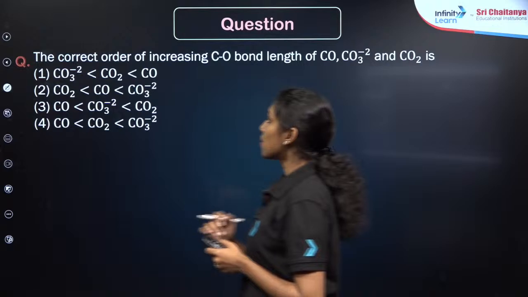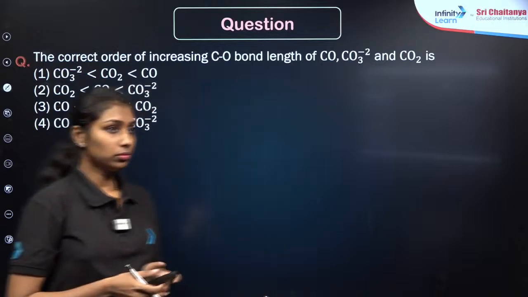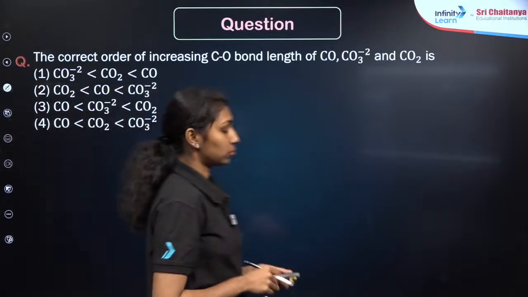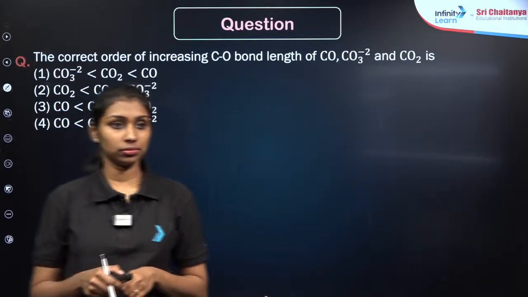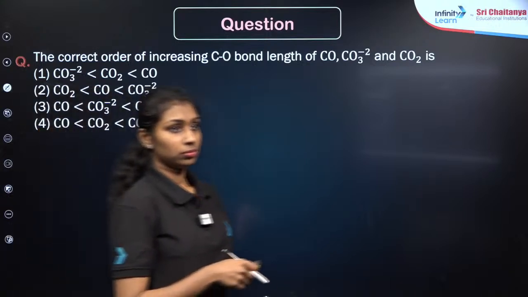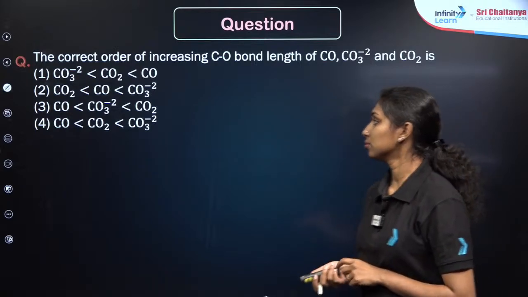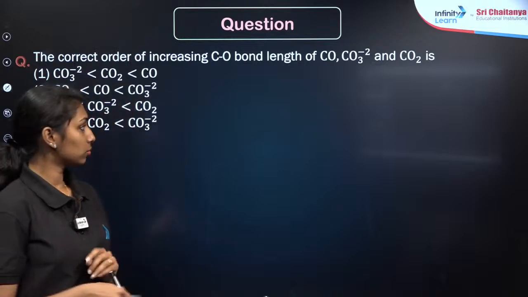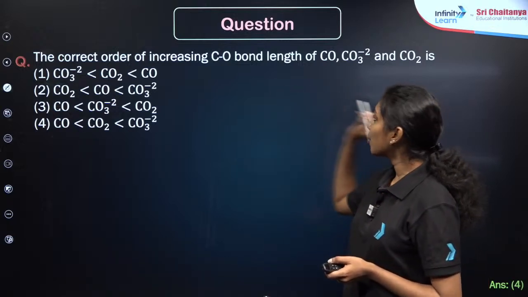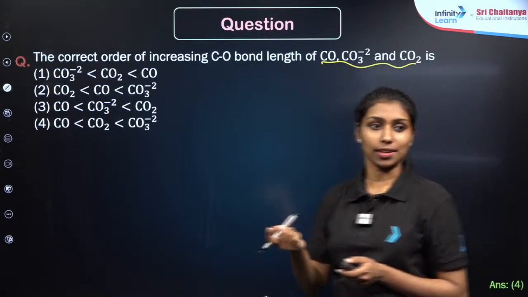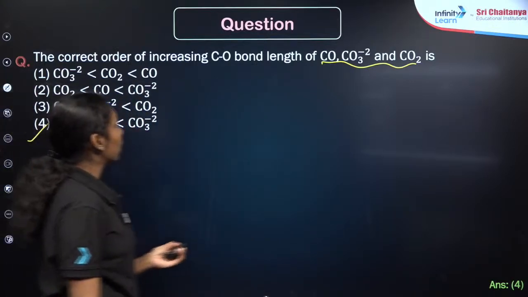What will be the answer here? The correct order of increasing CO bond length of CO, CO3 2 minus and CO2. Just think about these molecules, then give me the answer in the next class. I have already given that the answer is option 4. Just give me the explanation in the next class.